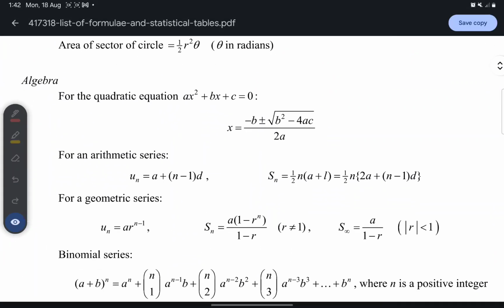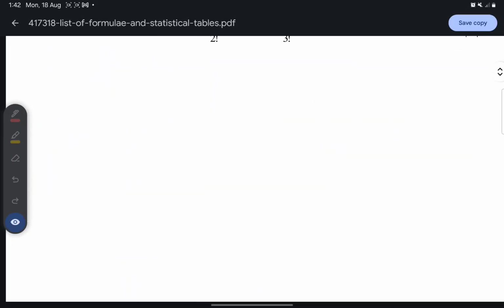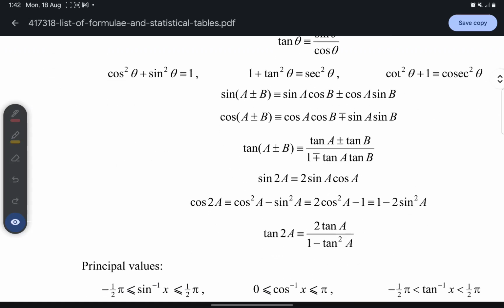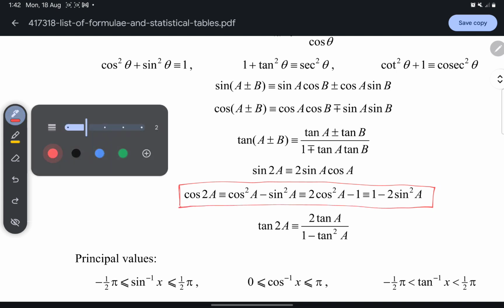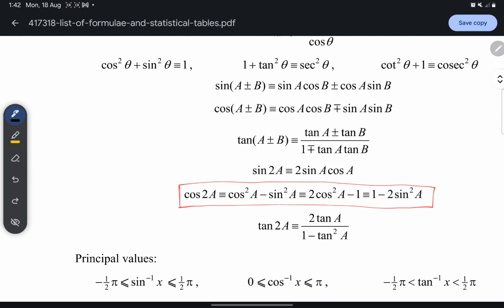I'm going to scroll down until I get to the trig page, which is here, and I go to cos 2a, which is here. This is the same one I use to integrate a cos squared and a sine squared. When I have a cos squared or a sine squared, do not forget, I don't care whether it's cos squared of 2 theta or theta or whatever, I have to come here.